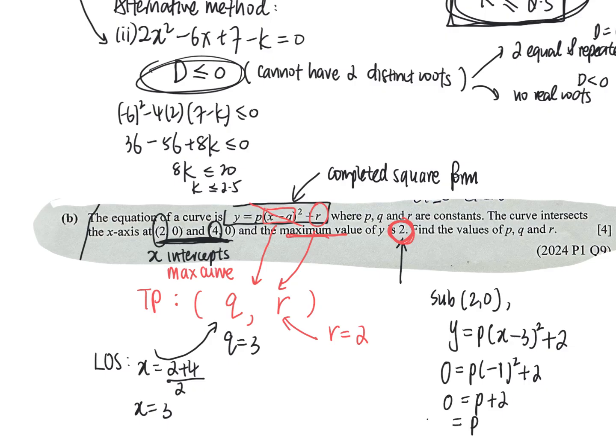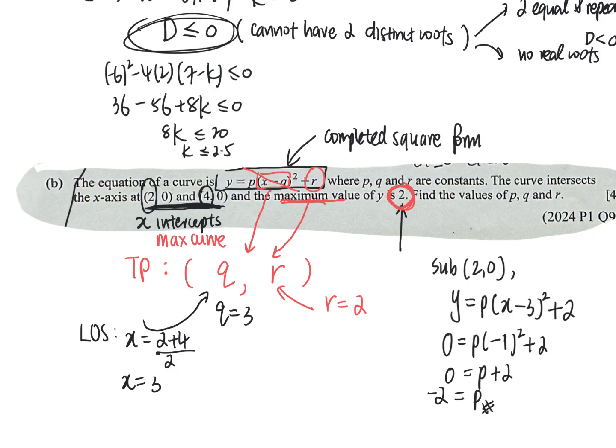So P is just -2. Done. Alternatively, you can choose to sub in all the points you have there and then solve simultaneous equations 2 times. But that is tougher. So if you do it this way, it's easier for you to find the unknown.